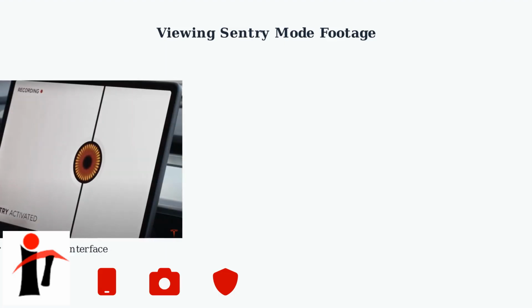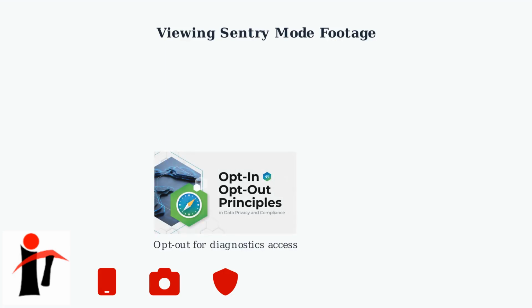All Sentry Mode footage is encrypted for your privacy. You can download clips to your device or share them as needed. However, Tesla retains access to the footage for vehicle diagnostics purposes, unless you opt out of this feature. The in-car touchscreen shows when Sentry Mode is active, providing visual confirmation of the security system's status. You can opt out of Tesla's access to footage for diagnostics, giving you full control over your privacy settings.